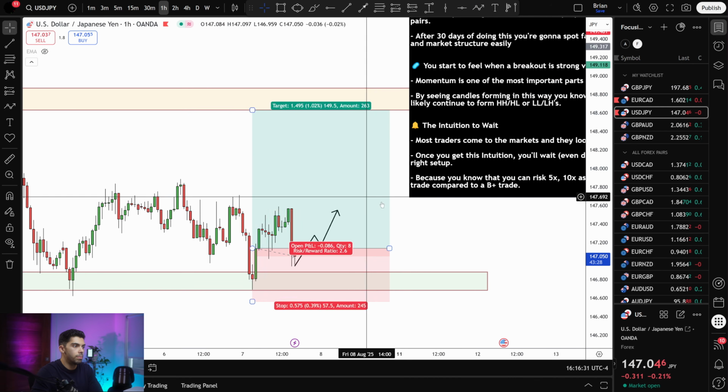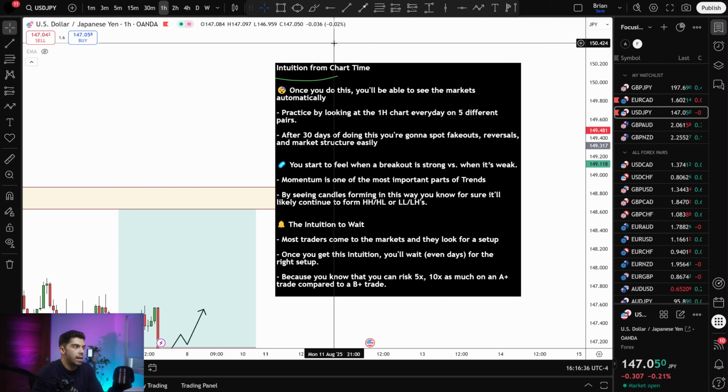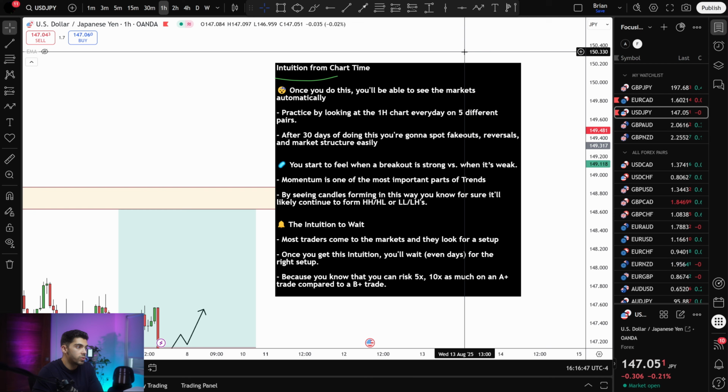This is how you want to basically look at the markets, and by looking at the 1 hour chart every single day, that's how you're going to start to build that intuition. And honestly, you'll be able to see the markets automatically. You won't have to think about this. You'll just know where the market's going to go most of the time.